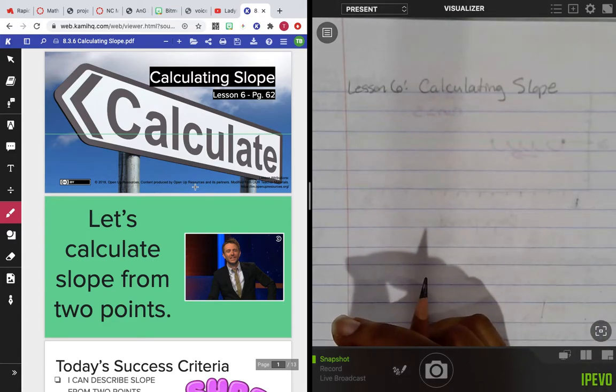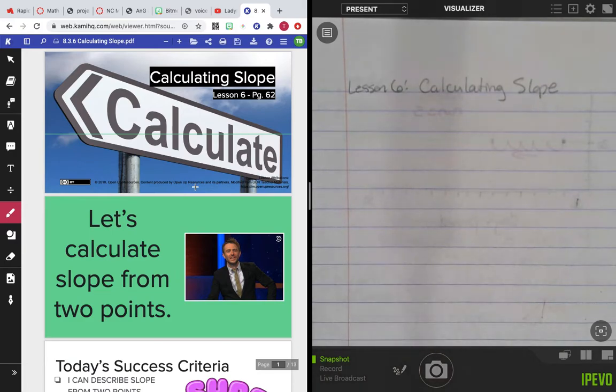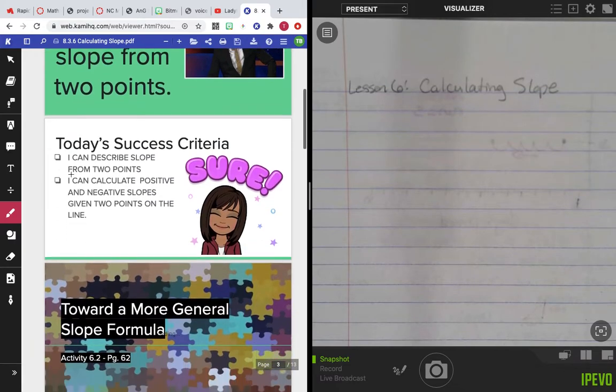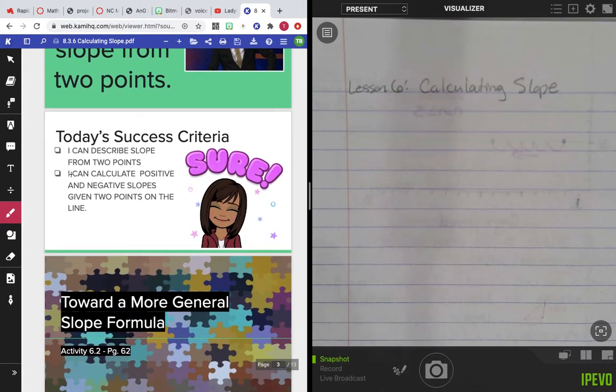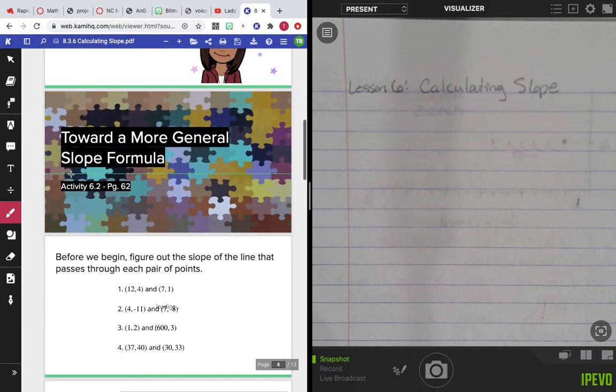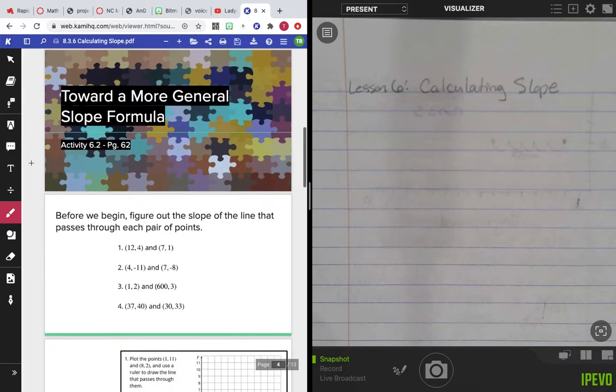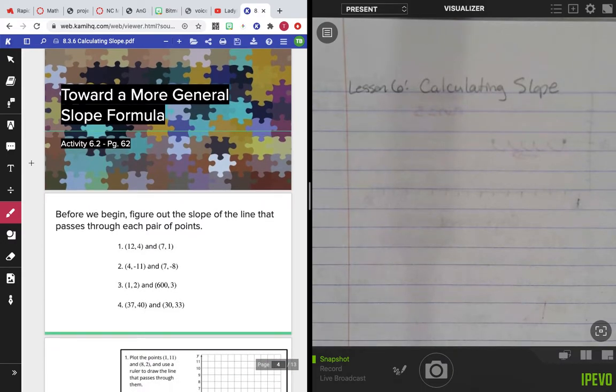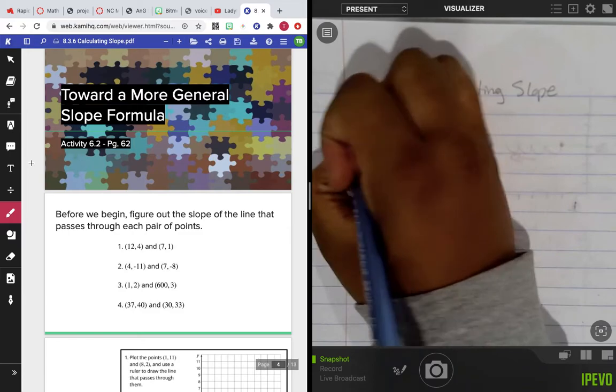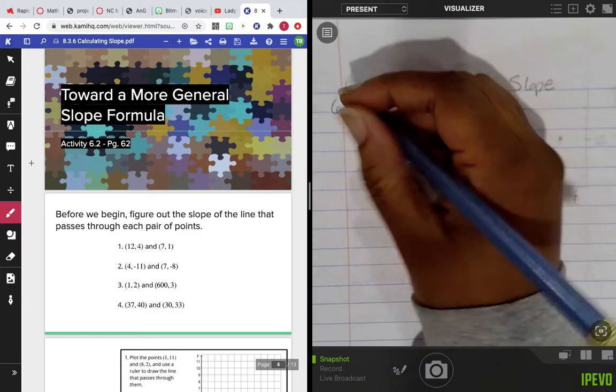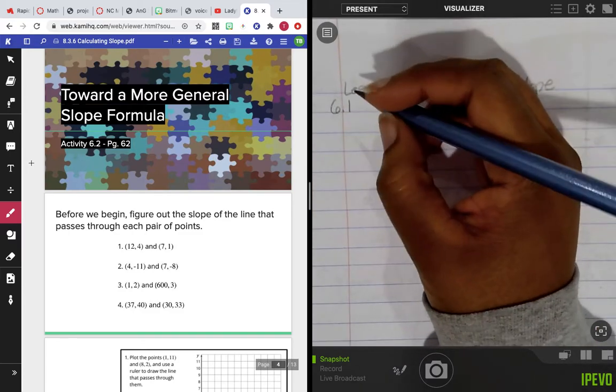Our objective is to be able to calculate slope from 2 points, and we know we were successful today if I can describe slope from 2 points, and I can calculate positive and negative slopes given 2 points on a line. So we're going to start off with our first activity, which is towards a more general slope formula.